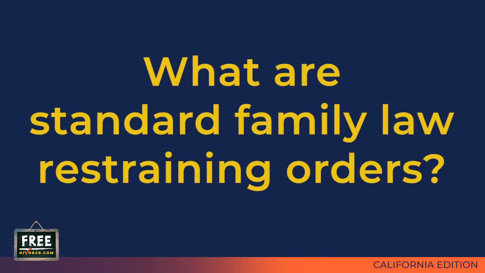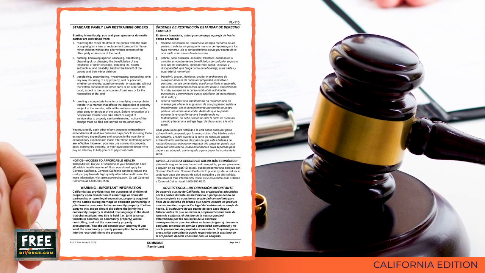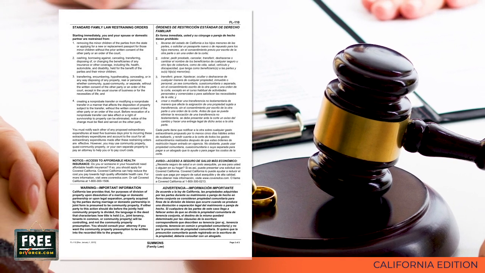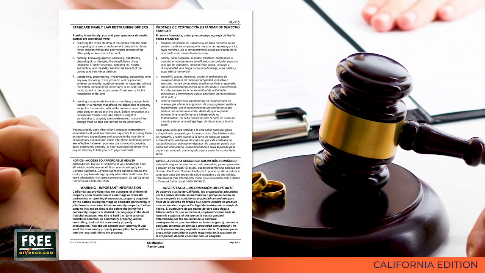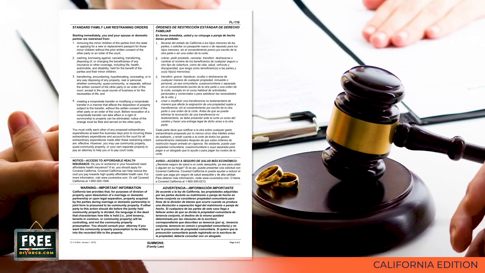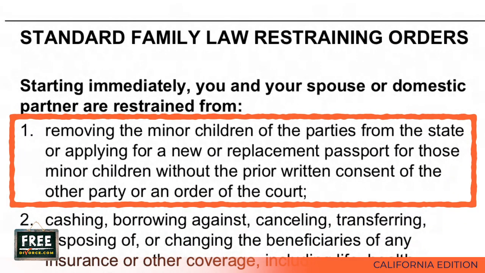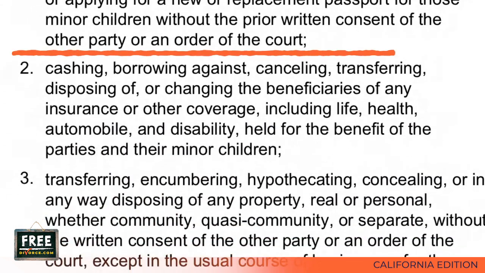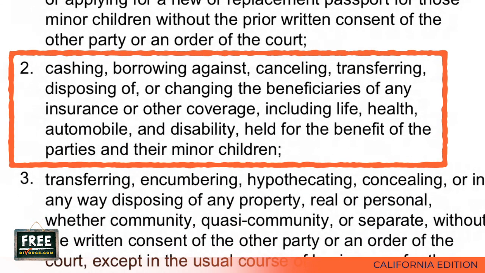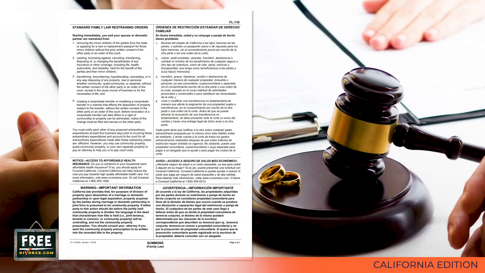What are standard family law restraining orders? These are orders that go into effect automatically in every case. You don't have a choice about whether or not these restraining orders are issued. These orders are printed on the summons form and just automatically go into effect as soon as the summons is issued by the court. They include orders such as, don't take the children out of the state of California without your spouse's written consent. Don't cancel existing health insurance or life insurance coverages. And don't sell or otherwise dispose of any assets without your spouse's written consent. These restraining orders are intended to protect both parties until a judgment is entered.